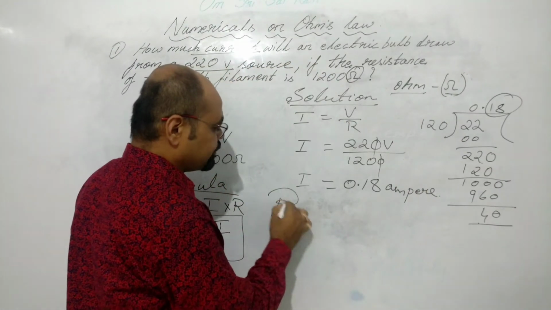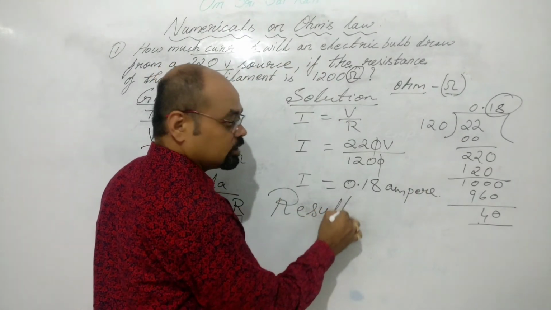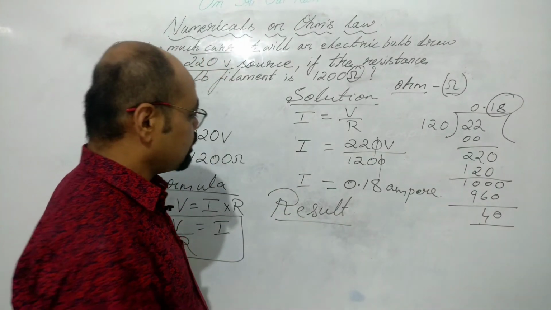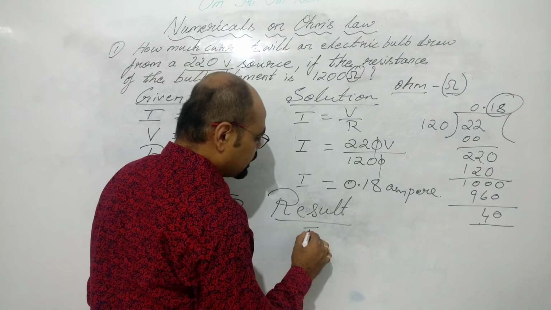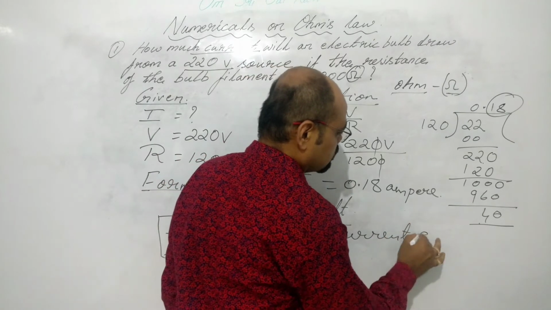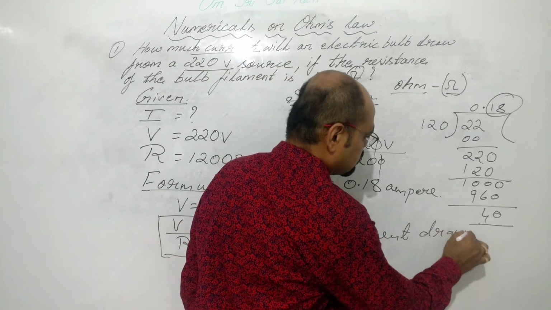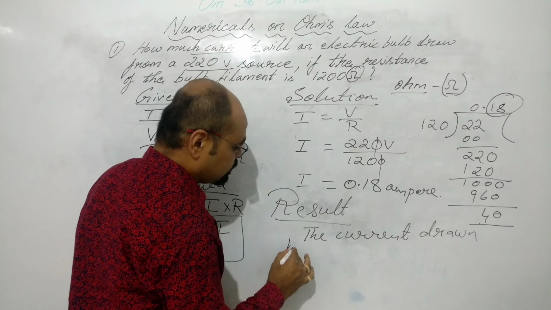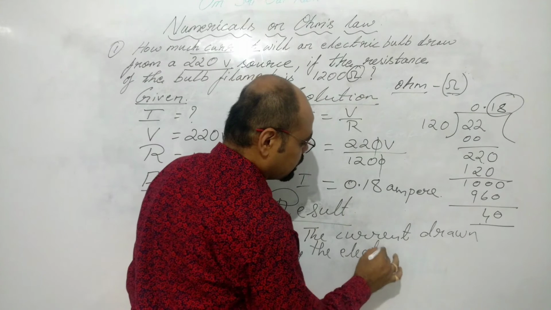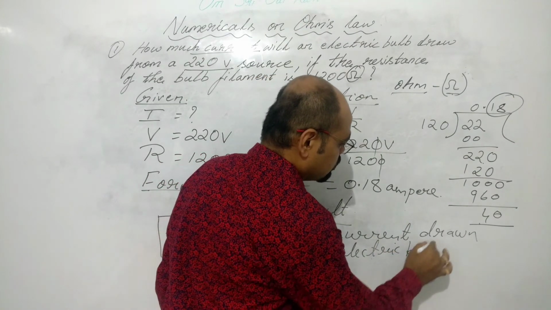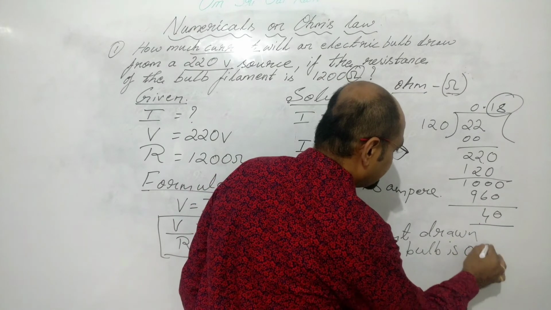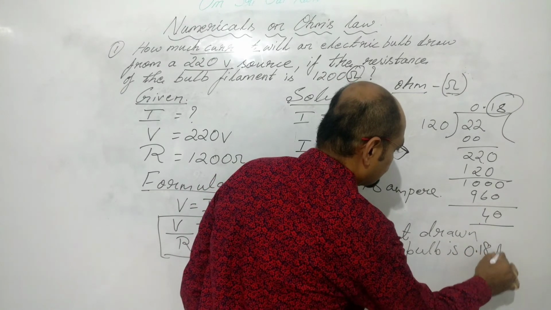Now the result has to be written. So what's the result? How much current will an electric bulb draw? The current drawn by the electric bulb is 0.18 ampere.